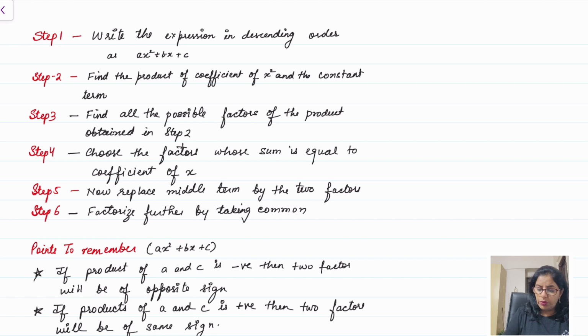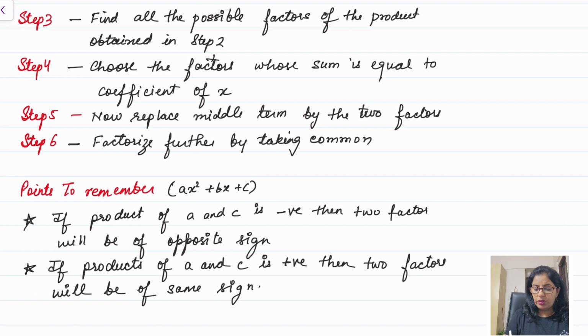And one more important point that we have to remember: if the product of a and c is negative, the two factors will be of opposite sign. If the product is positive, the two factors will be of the same sign. I hope these steps make the point more clear.